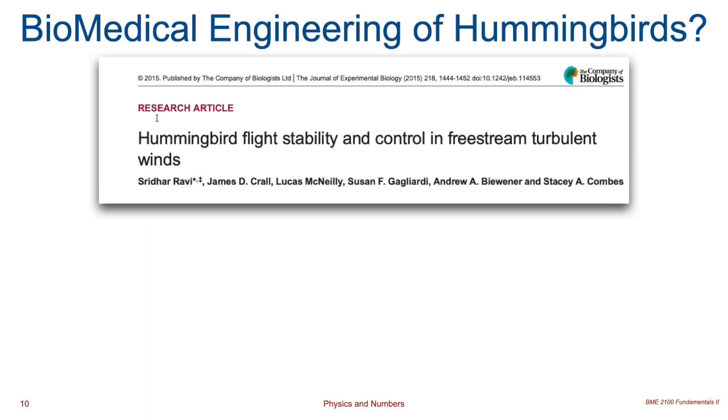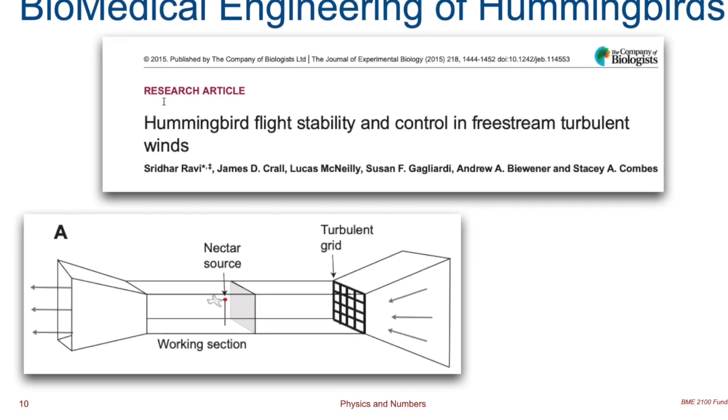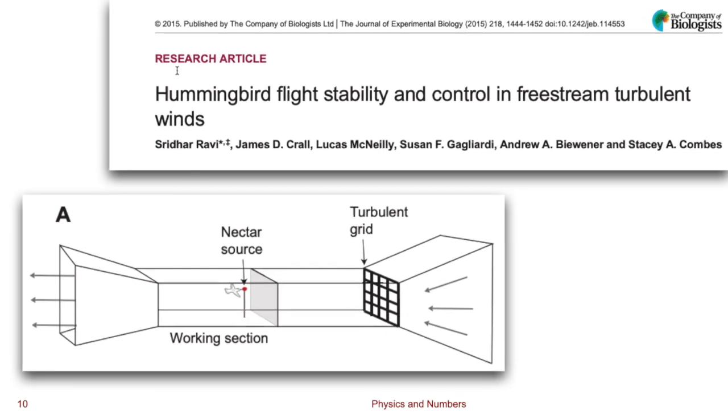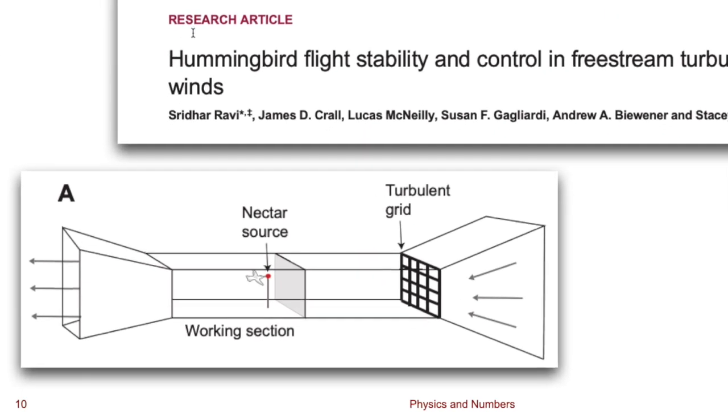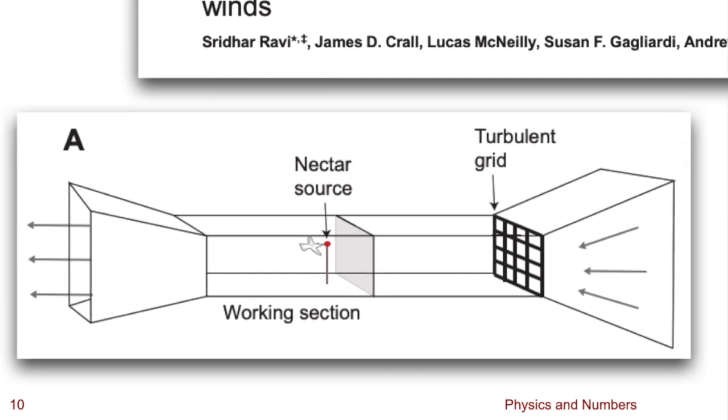And this team set up a flying pen, if you will, for the hummingbirds. They would create airflow and watch how the hummingbirds responded, not only to different speeds of airflow, but actually turbulent airflow. So the fundamental question was, how do hummingbirds cope with turbulent airflow? Because that's the reality oftentimes. It's a windy day out, it's not nice, smooth flow.